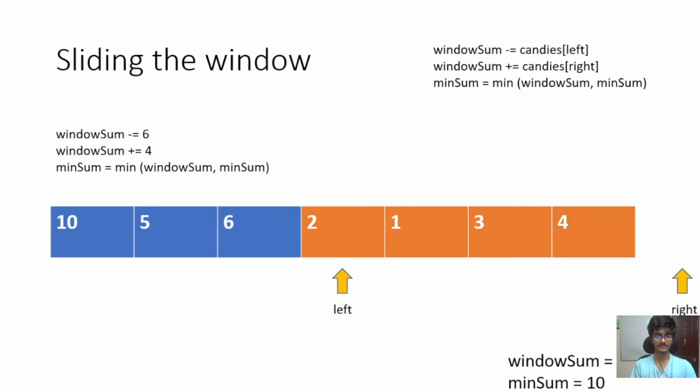And now the window sum is 10 and the minimum sum is also 10. And once the right reaches the maximum size of the array, we stop our iteration. So this is how the sliding window technique can be used for finding the minimum sum subarray of a given size.